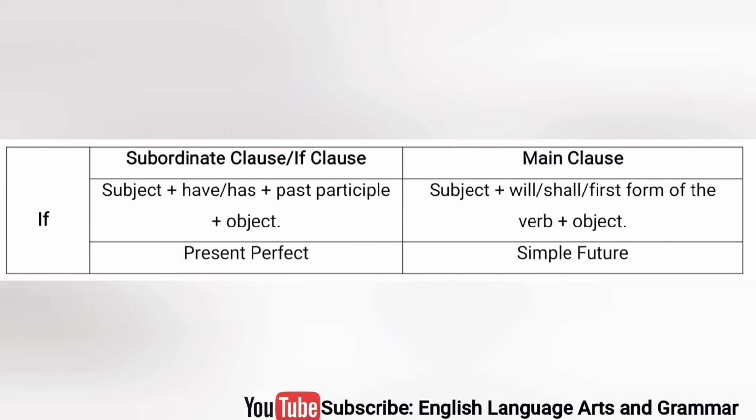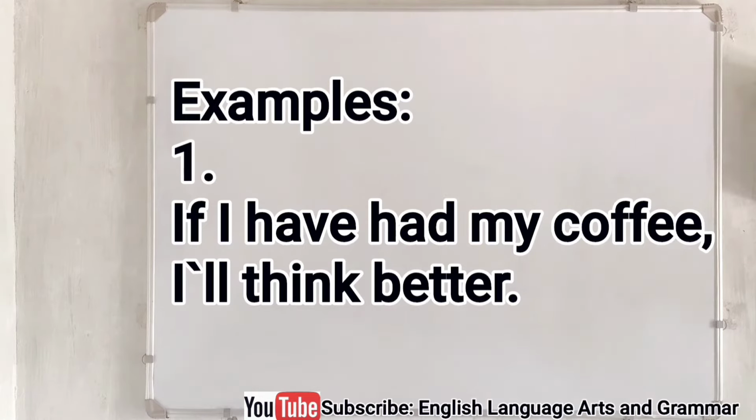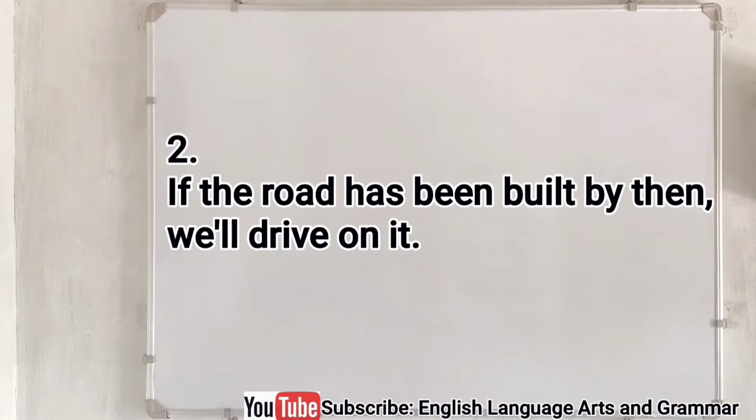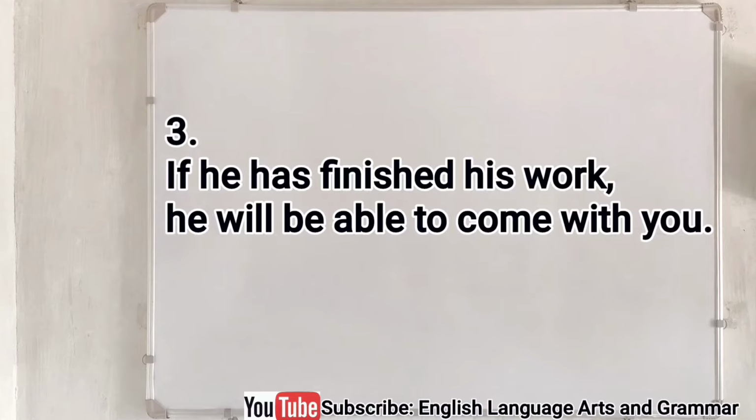Let us learn some examples by using the formula present perfect plus simple future. Example 1. If I have had my coffee, I'll think better. Example 2. If the road has been built by then, we will drive on it. Example 3. If he has finished his work, he will be able to come with you.